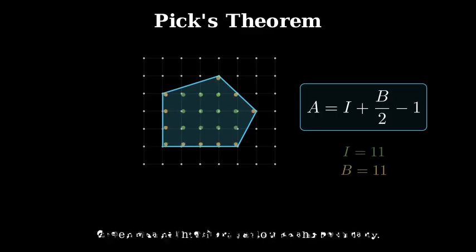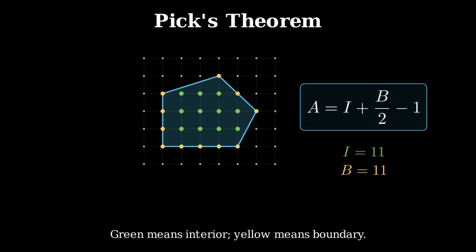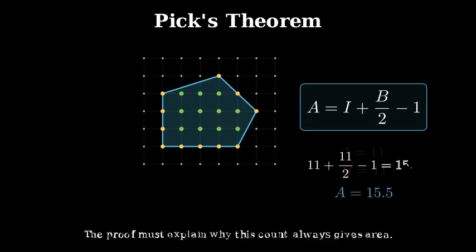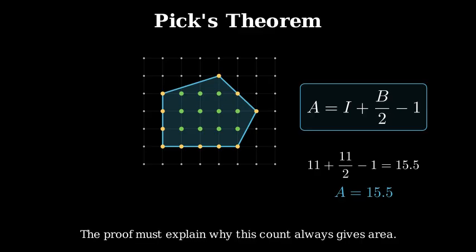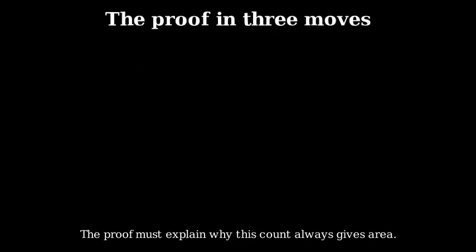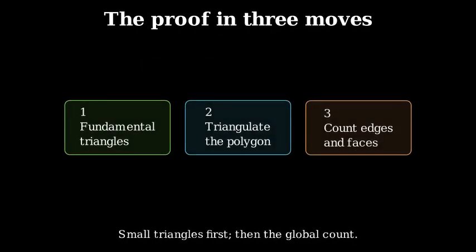In this example, there are 11 green interior points and 11 yellow boundary points. So the formula gives 11 plus 11 halves minus 1, which is 15 and a half. The rest of the video is about why this always works. The proof has 3 moves. Prove the formula for the smallest lattice triangles, cut every polygon into those triangles, then count the resulting graph.